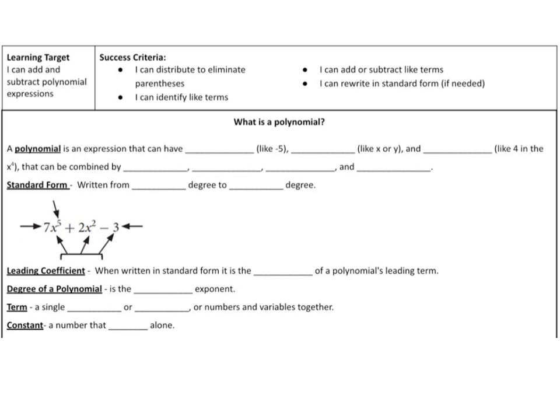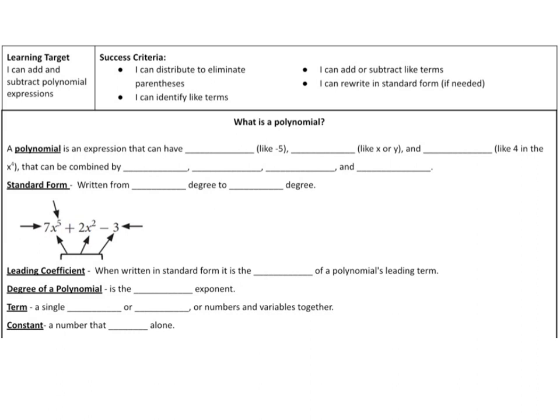So a polynomial is an expression that can have constants such as -5 or 3 or -27, right? Constants are any term that does not have a variable, which is the next blank. They can have constants or they can have variables such as x or y, and they can have exponents like the 4 in x to the 4th power or the 2 in x squared. Okay, and these polynomials can be combined by adding, subtracting, multiplying, and dividing. So we can combine these polynomials to put them in their simplest form.